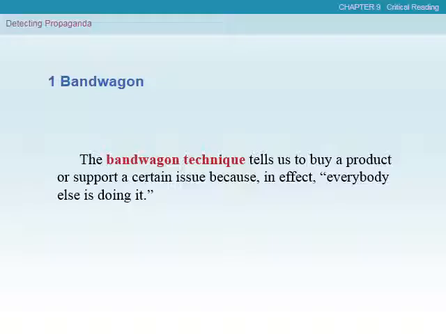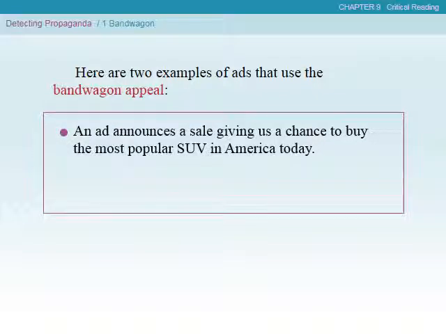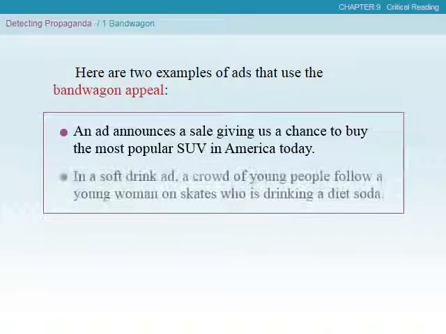The Royals just won the World Series. So now all of a sudden people are Royals fans. But the bandwagon appeal works like this. An ad announces a sale giving us a chance to buy the most popular SUV in America today, right?